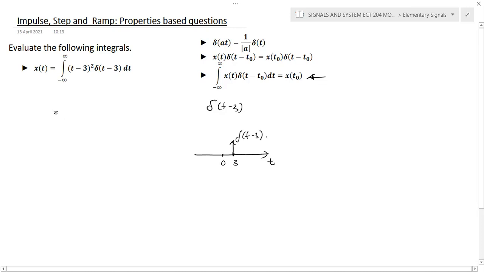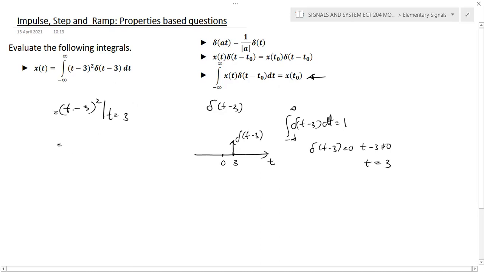So del of t minus 3, and the integral of del of t minus 3 dt, or area of this particular impulse signal, is equal to 1, and the signal does not exist when t minus 3 not equal to 0 or t not equal to 3. Okay, and we can simplify this, t minus 3 the whole square at t is equal to 3. So by applying this theorem, x of t0, the expression we need to evaluate at t is equal to 3. So if we substitute 3, it becomes 3 minus 3 whole square, so 0 whole square. So the final answer will be 0.